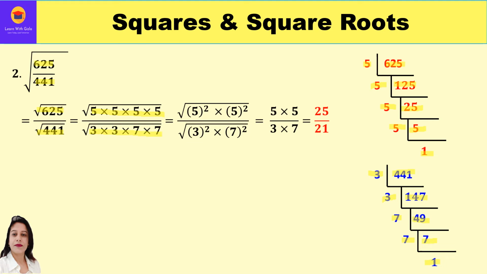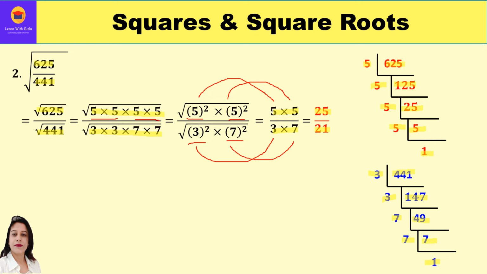Now we shall make pairs. It is the same thing, finding the square root by prime factorization, which we have done in previous video. Now 5 into 5 is 5 square, 5 into 5 is 5 square, 3 into 3 is 3 square, 7 into 7 is 7 square. Now the next step is to write one of the factors from each pair. Okay, and then find the product. So over here 5 into 5 is 25 and 3 into 7 is 21. So the square root of 625 upon 441 is 25 by 21.